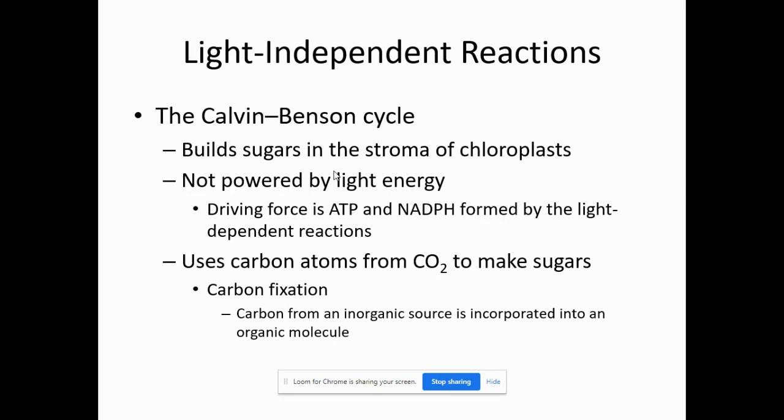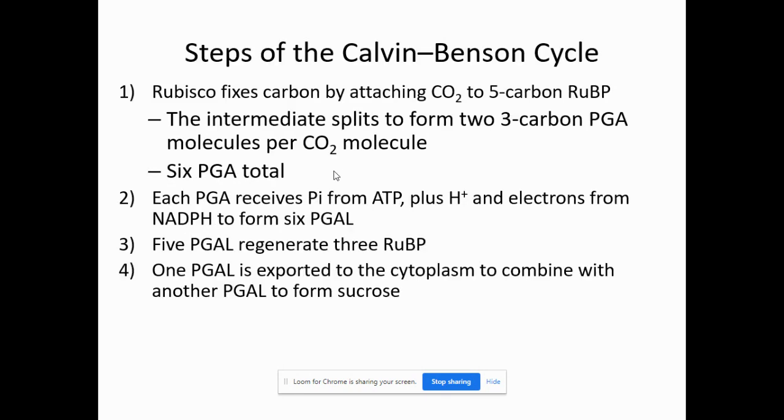So where does it get the carbon to make these sugars? It gets the carbon from CO2. The photosynthetic organisms will take up CO2 from the environment, and they will use the CO2 in the light independent reactions to form the sugars. You may also call it the carbon fixation cycle, because that process of using carbon atoms from carbon dioxide to make sugars is called carbon fixation.